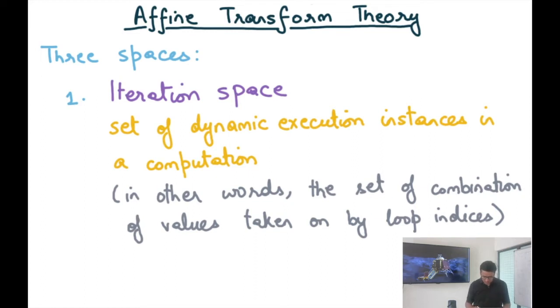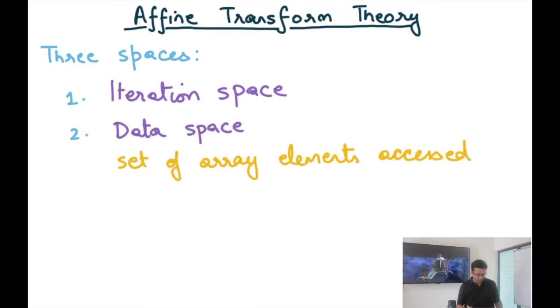In other words, the iteration space, which is the set of dynamic execution instances, is the set of combinations of values taken on by the loop indices. If I have loop indices i and j, what are all the combinations of i and j that are possible in this loop nest? In my example, it would be (0,0), (0,1), (0,2) all the way till (0,m), and then (1,1), (1,2), (1,3) and so on. We discussed last time how the iteration space can be expressed as a convex polyhedron in a d-dimensional space for a d-depth loop nest, in other words, for d iteration variables. We're going to see that in a little more detail today.